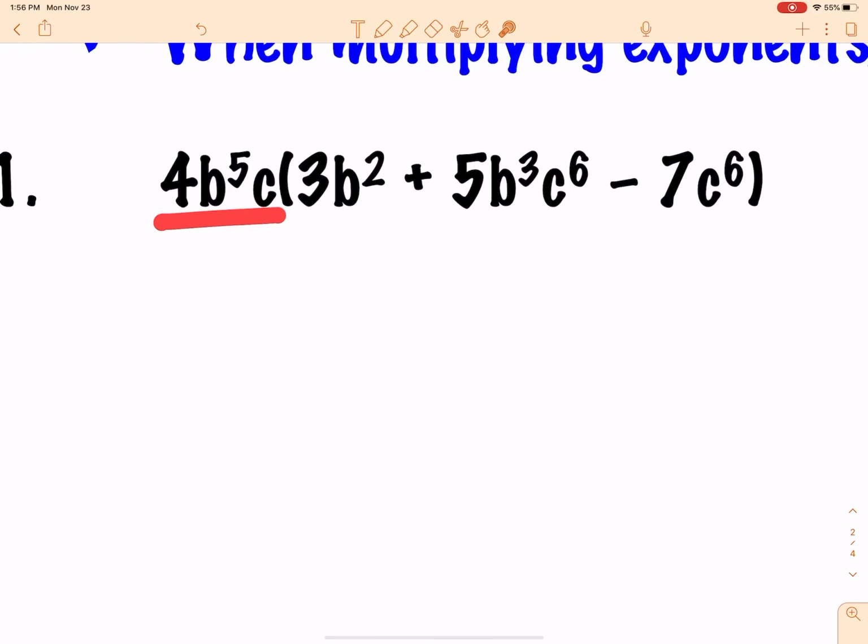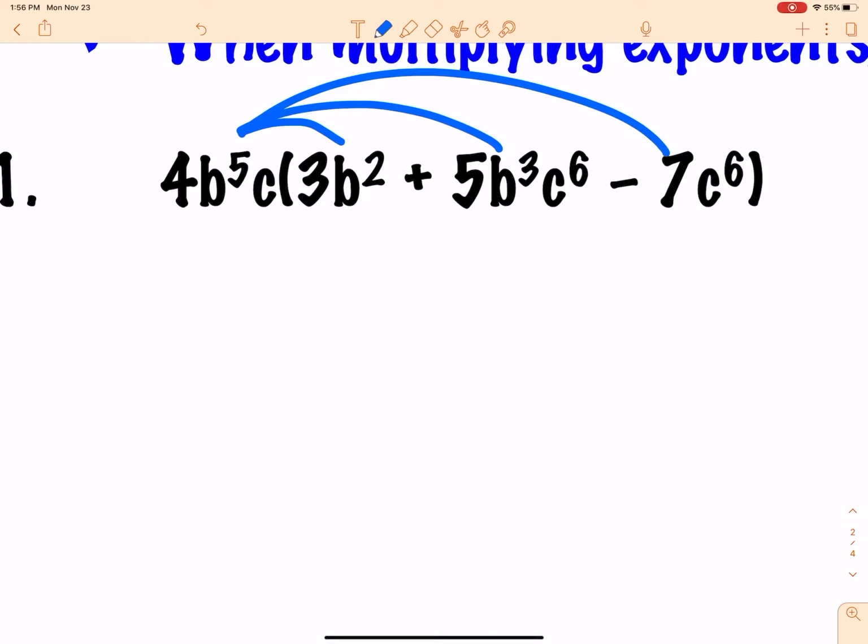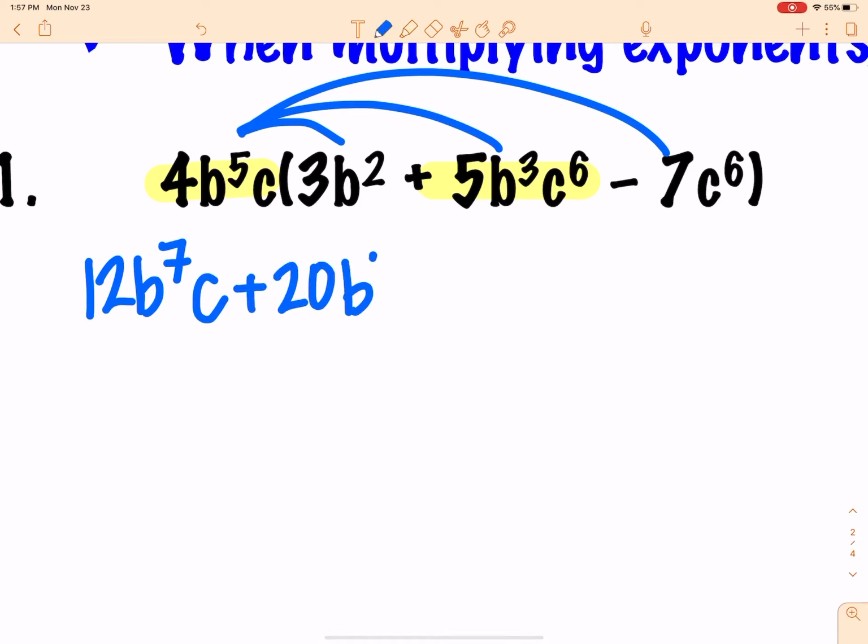So we're just going to distribute 4b to the 5th c to 3 different terms. Okay, and that is making you and testing you on your exponent rules and just being very careful. So first we're going to multiply 4b to the 5th, c times 3b squared. So that would get you 12b to the 7th times c. Okay, then you move on to now multiplying the first term times 5b cubed c to the 6th. And we would get 20b to the 8th, c to the 7th.